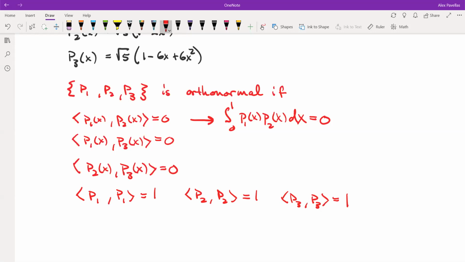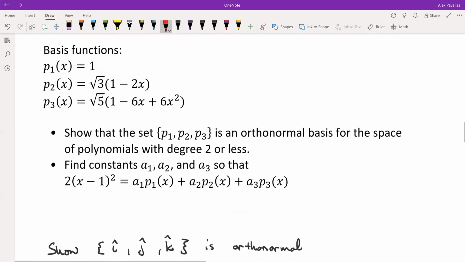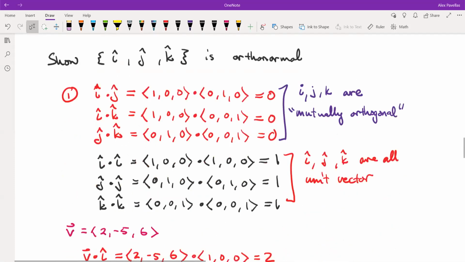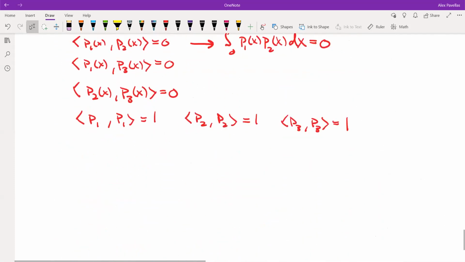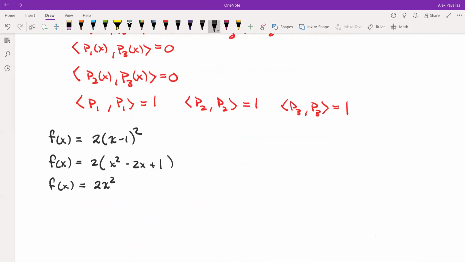But okay, so now what I really wanted to do, and you could check that those things are all true, is take this function, 2 times quantity x minus 1 squared, and rewrite it in terms of these basis polynomials. So we want to take f of x equals 2 times x minus 1 squared, which, by the way, I might as well just multiply out. So it's 2 times x squared minus 2x plus 1, or distribute the 2, for the sake of actually doing the integrals, I probably want it multiplied out. Okay, so I want to use this version of f of x.